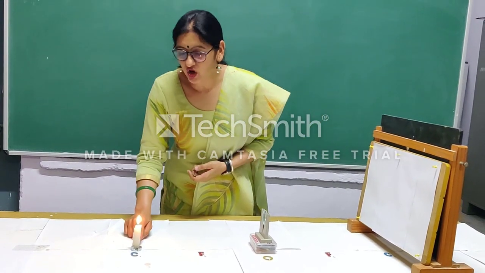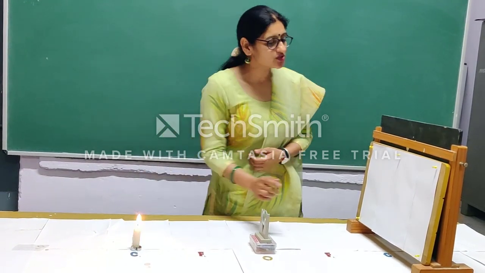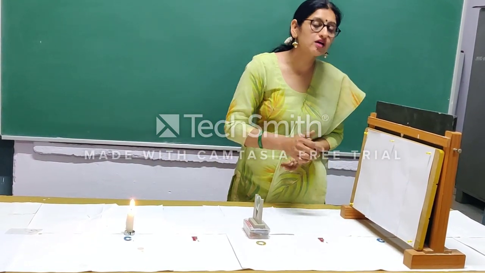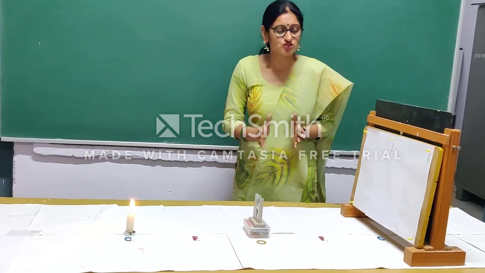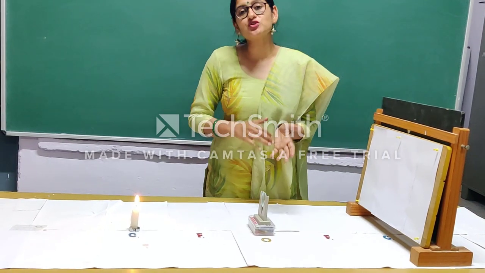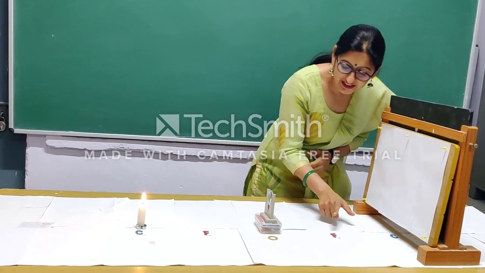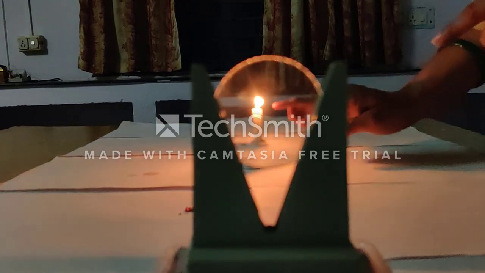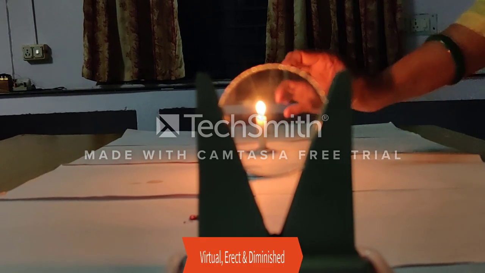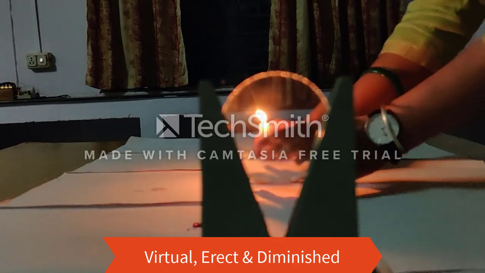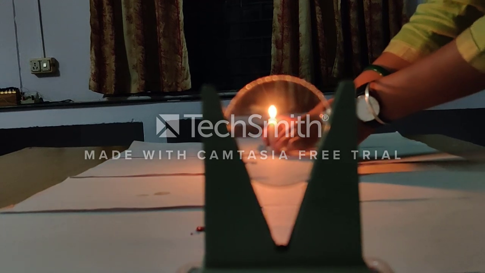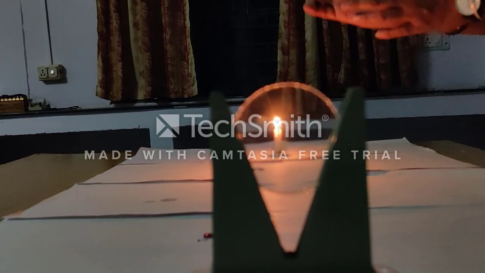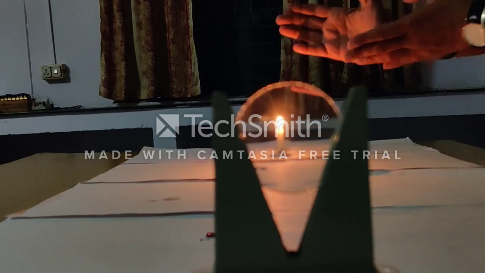As you see, I put the object at C, the center of curvature. Suppose this is our screen, but there is no image of this object on the screen. Why? Because a virtual image is never formed on a screen. So if you want to observe the image, you directly observe it through the lens. As you see, the image of this object is small, erect and virtual. Now I shift this candle away, meaning I change the position of the object, but in every case you see an erect, small size image of this object.